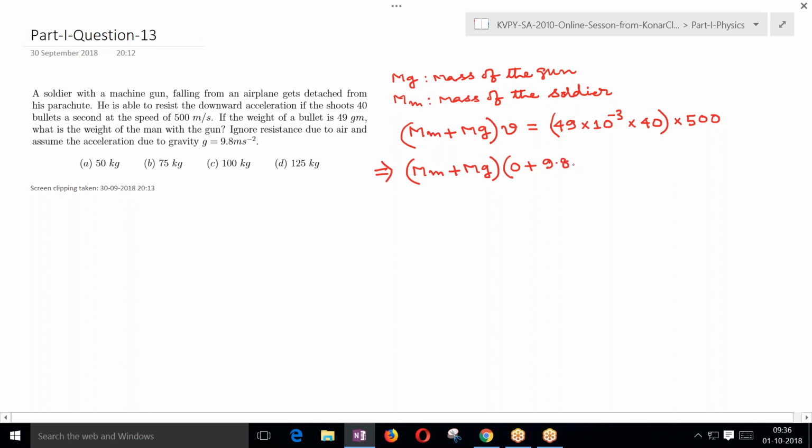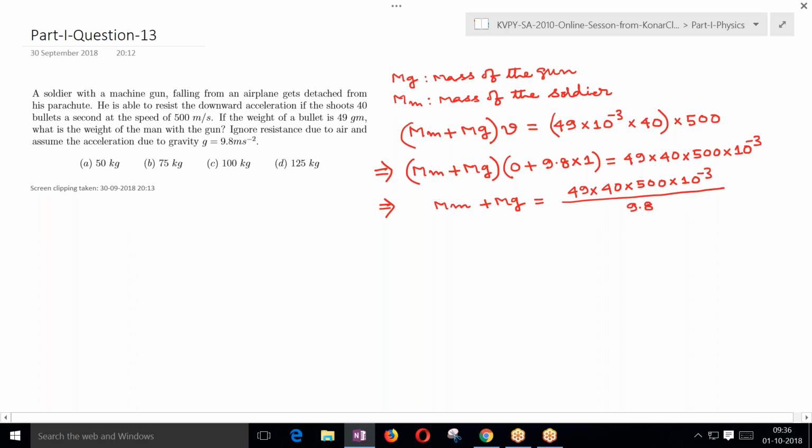g is 9.8 and t is 1, that is equal to 49 into 40 into 500 into 10 to the power minus 3. And if we simplify further, then we'll get M plus m, that is equal to 49 into 40 into 500 into 10 to the power minus 3 divided by 9.8, and that comes to 100 kg. And we get the correct option as C.